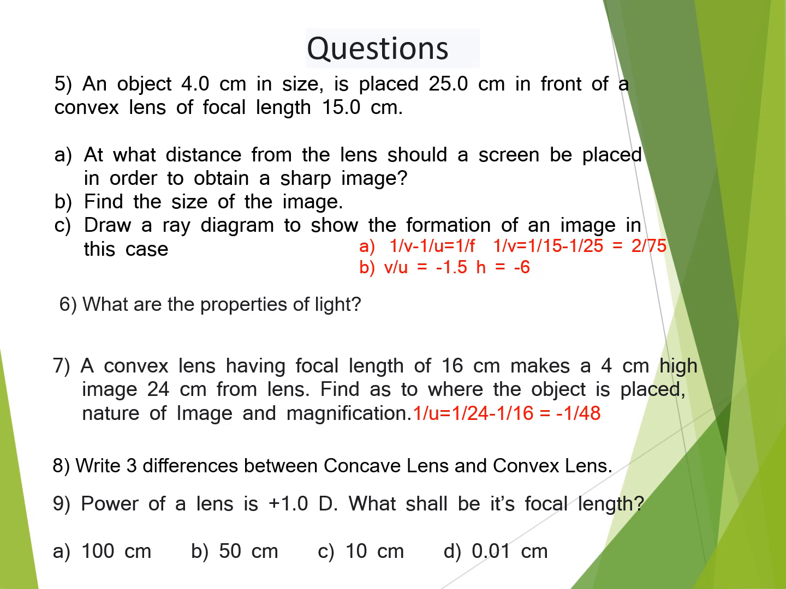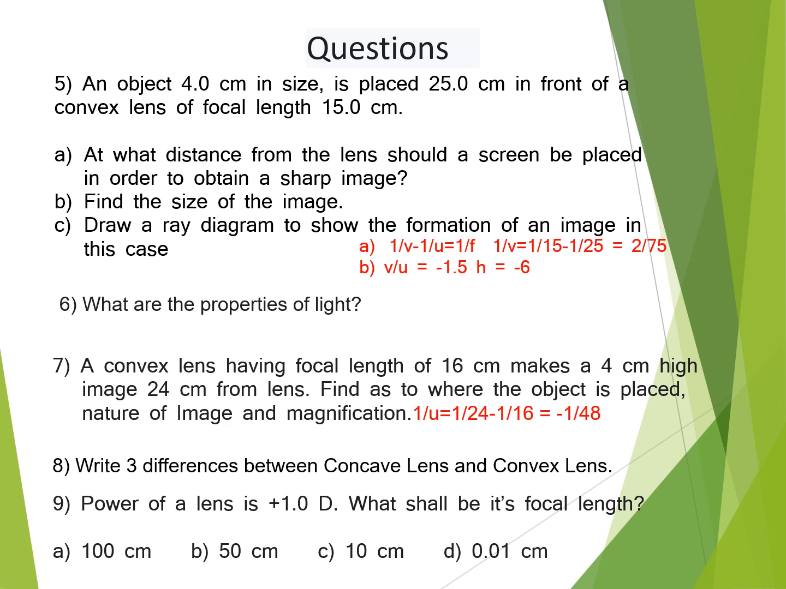Next question is, an object 4 centimeter in size is placed 25 centimeter in front of a convex lens of focal length 15 centimeter. At what distance from the lens should a screen be placed in order to obtain a sharp image? That means they are just asking where the image is going to be formed. V they are asking. They have given us U. U is minus 25. They have given us F. F is plus 15 because it's convex lens.